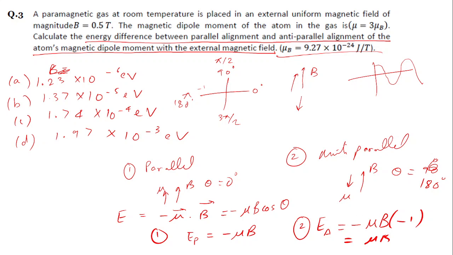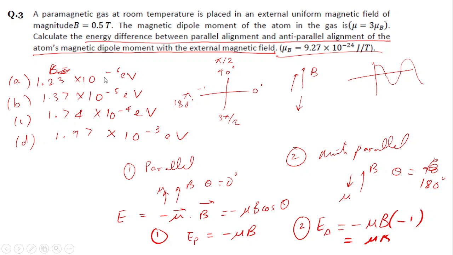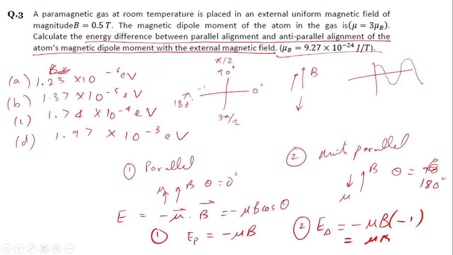What is the difference in the energy here? In these two situations, in situation 2 the energy was mu b, and in situation 1 the energy was minus mu b. So the energy difference, let's call it delta E, will be mu b minus minus mu b, which means plus mu b. The energy difference is 2 mu b in these two situations, so double.